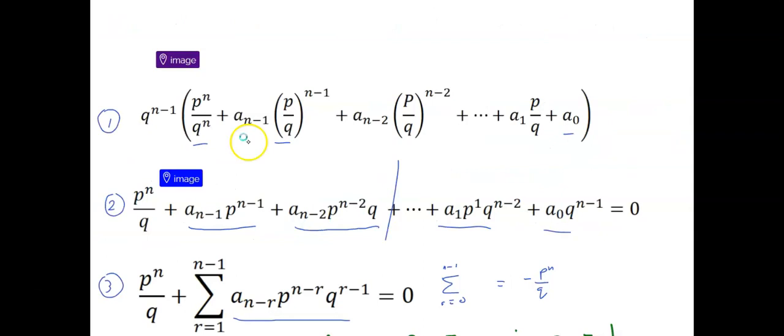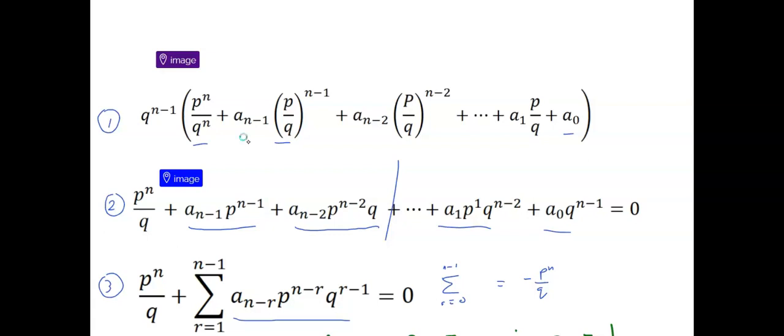Now here in line 1 I am showing the product q^(n-1) multiplied by f(p/q), and in line 2 I have carried out the multiplication. My first term is p^n/q, and then I have terms in a, p and q: a_{n-1} times p^{n-1}, a_{n-2} times p^{n-2} times q^1 and so on, and all of those that I've underlined in blue are integers.